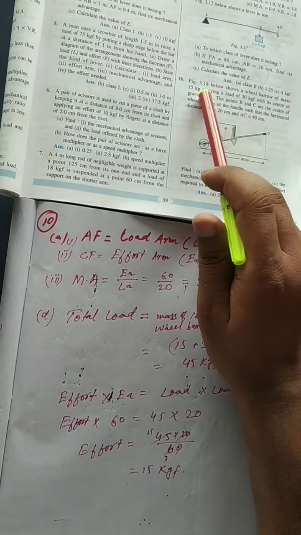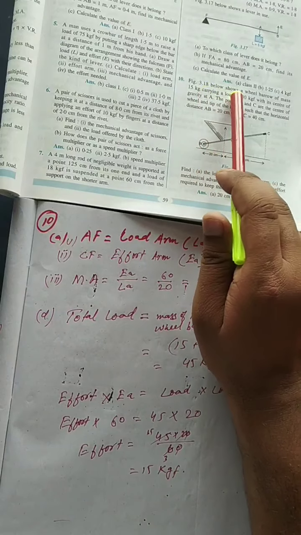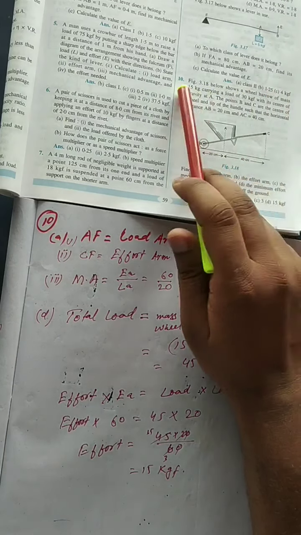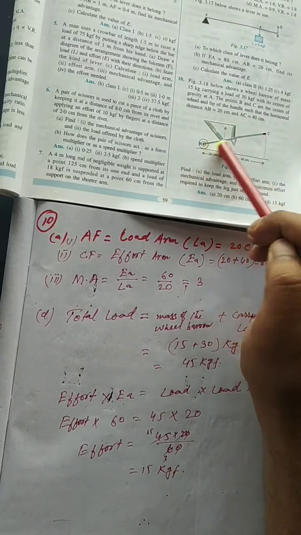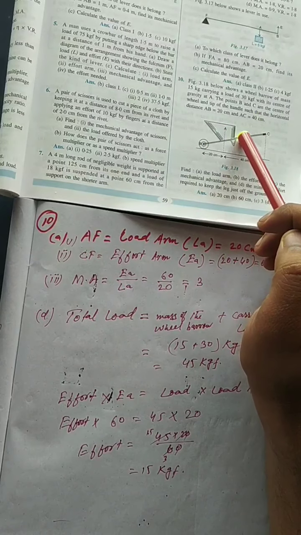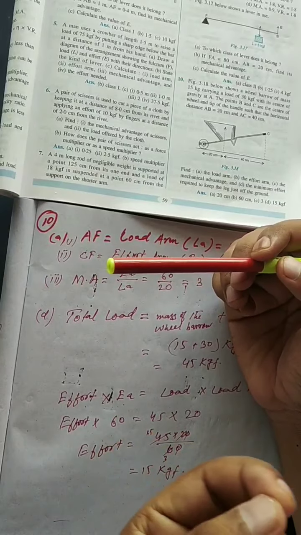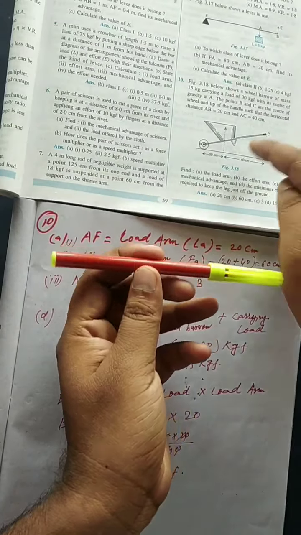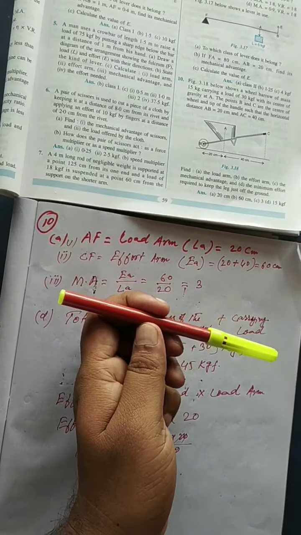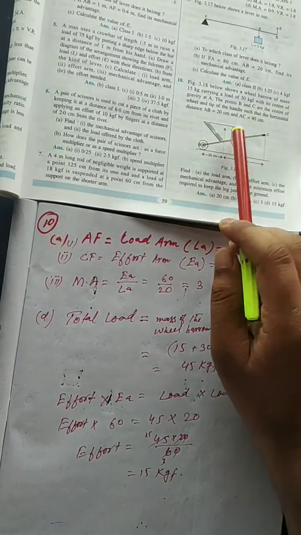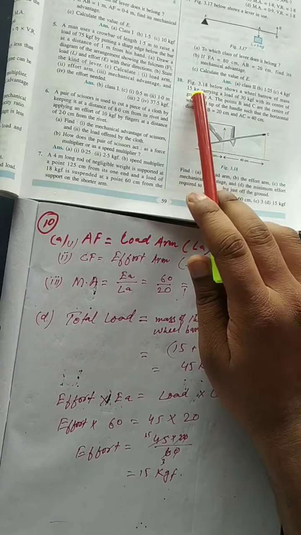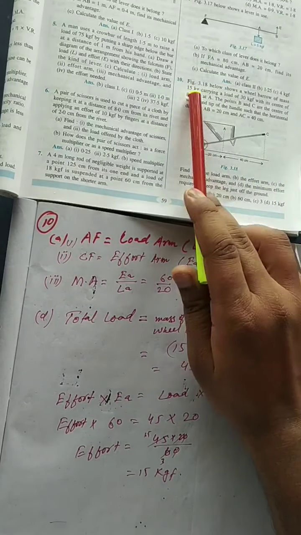Now, wheelbarrow of mass 15 kg. Total mass of the wheelbarrow is given 15 kg. In the previous question, the rod has negligible mass, but here the wheelbarrow has mass given. Okay, so we will calculate the mass also. Mass of the rod or mass of the wheelbarrow. Okay, now the mass of the wheelbarrow is 50 kg.